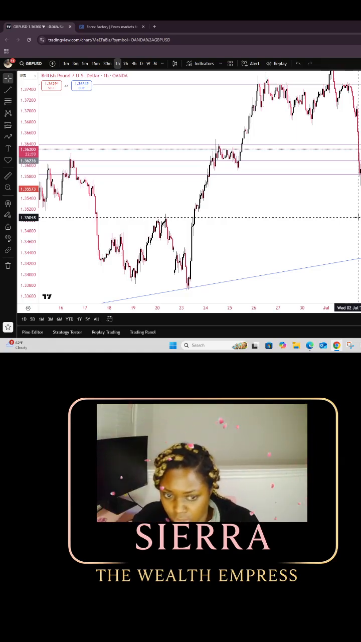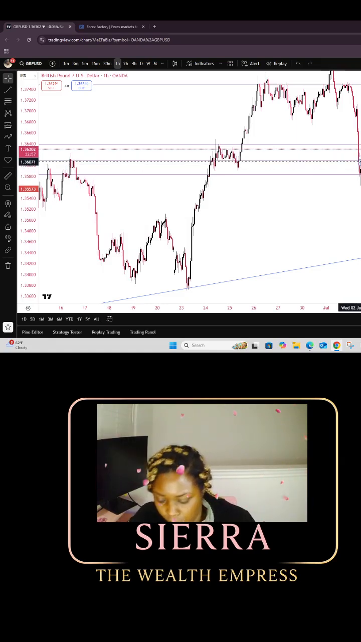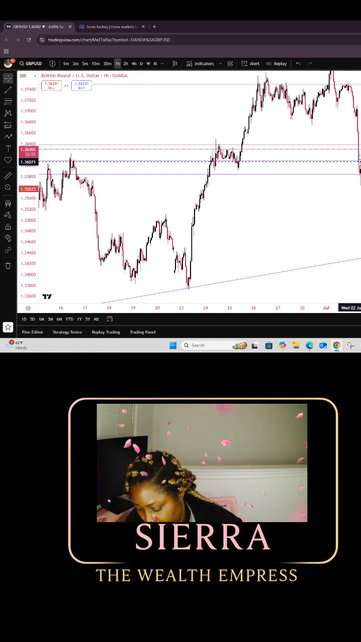I almost want to just close my GU trade and then wait for price to come down here and re-enter. But I'm going to leave it.